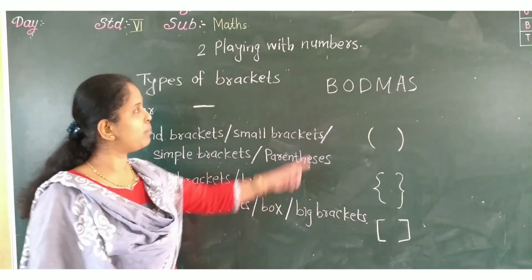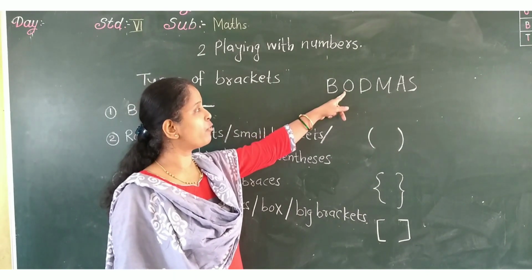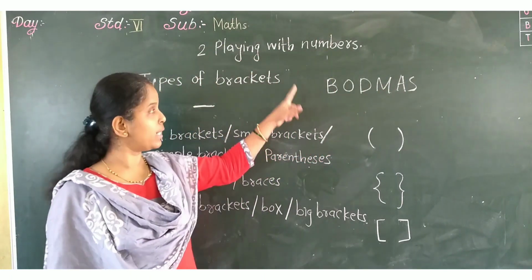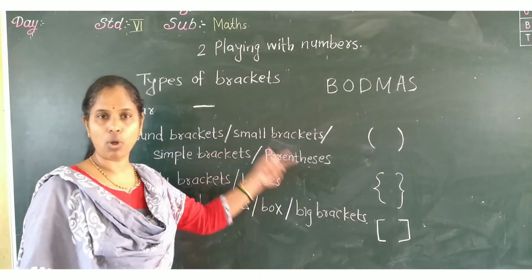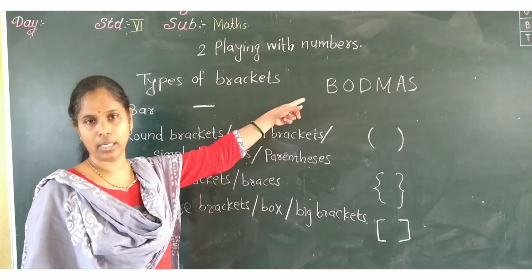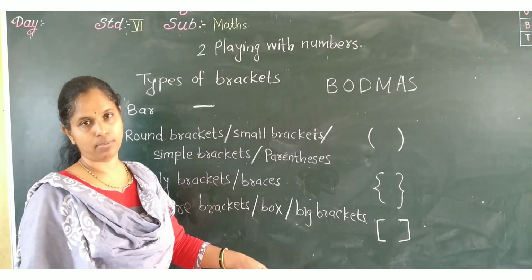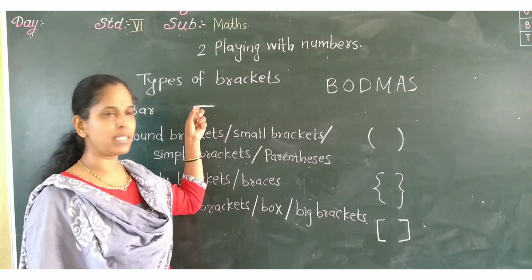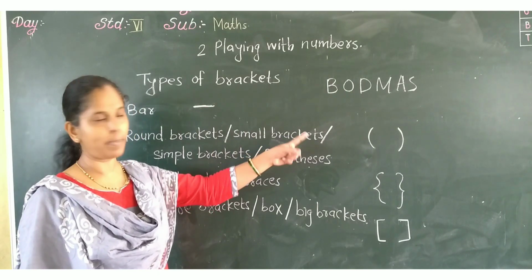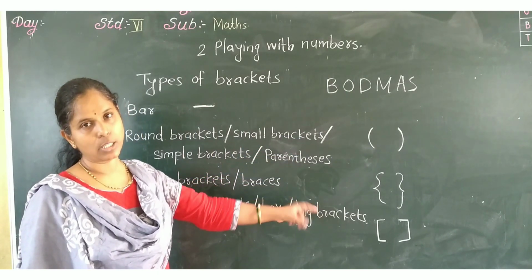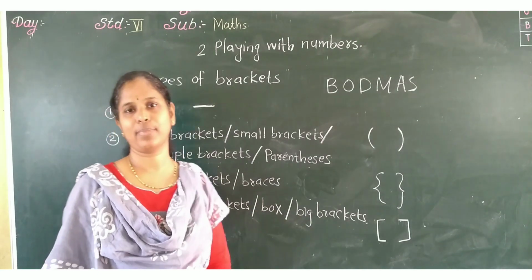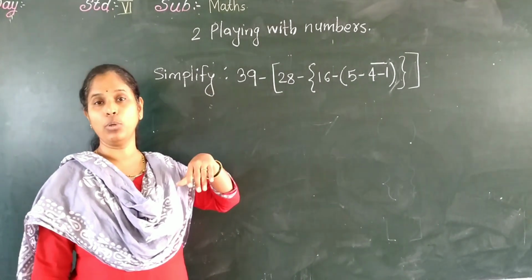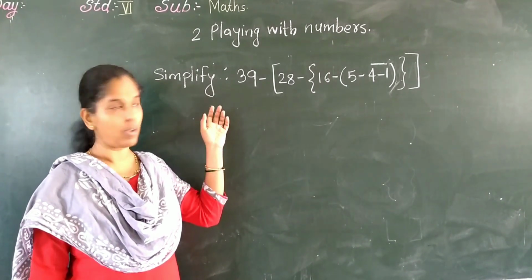Okay, BODMAS, where B stands for brackets, followed by division, multiplication, addition and subtraction. Brackets means these all 4 brackets, it stands for B. If such brackets are there in the expression, then first we have to solve the brackets. If a bar is there, then the bar first, then the round bracket, then the curly bracket, and at the end the square bracket. Followed? We will see one expression. If brackets are given, I will show you how to solve and simplify it.